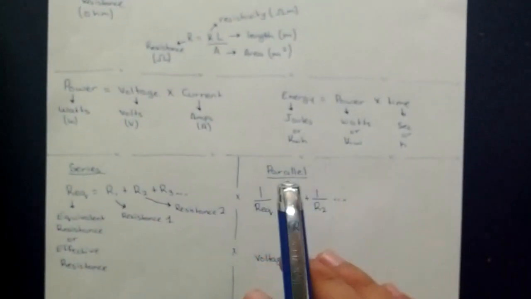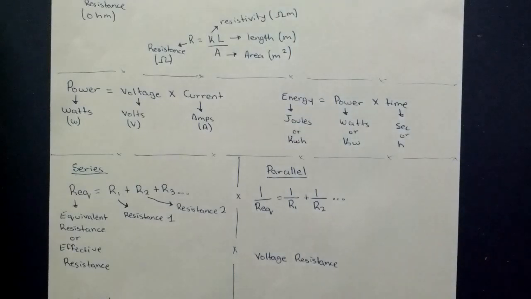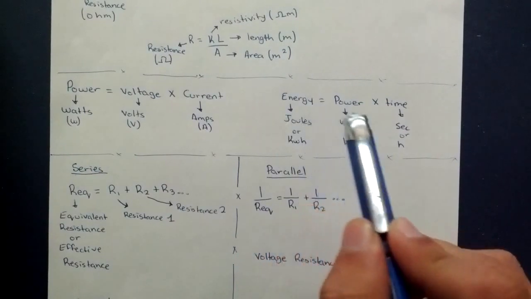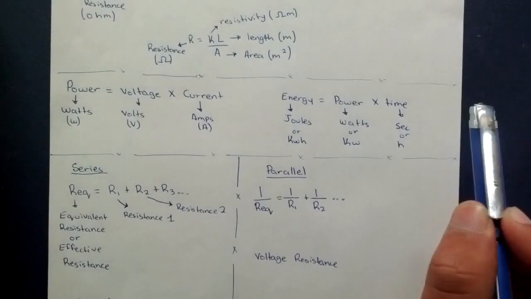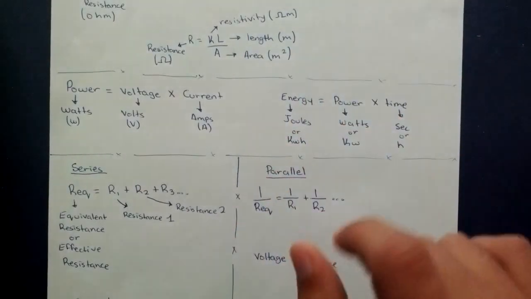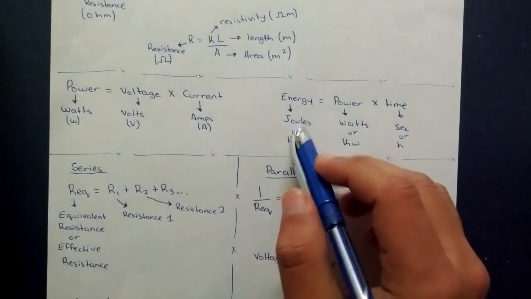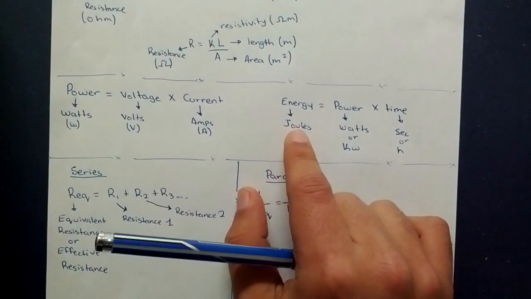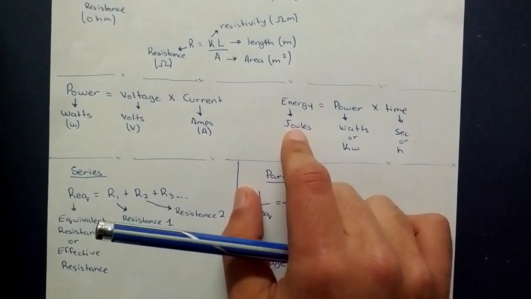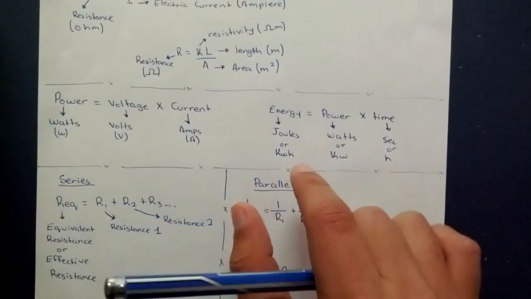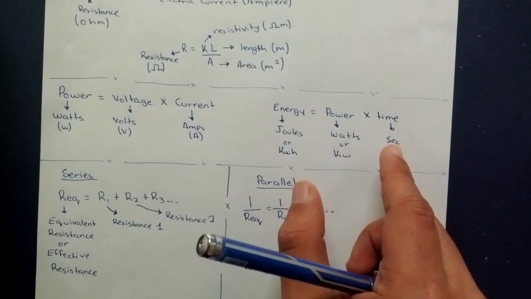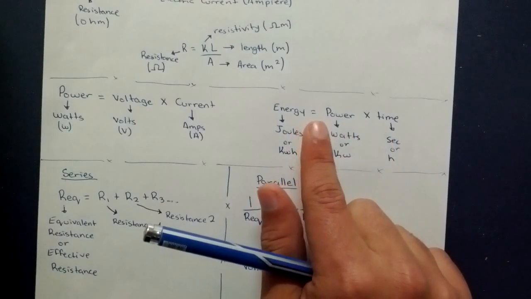Then the next formula, which is in some sense the last formula, depending on how you see it, is energy. Energy equals power multiplied by time. Energy is a bit interesting because it has two ways of being measured. The first is in joules. If the question asks or gives you joules, then you have to have the answer in watts and in seconds. These three have to be together.